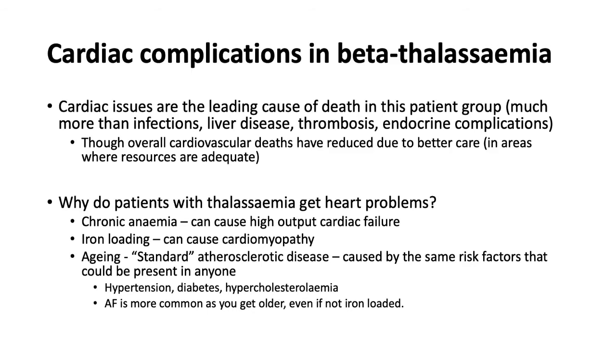Obviously, in this case, we're talking about iron cardiomyopathy, and as I mentioned with the sickle cohort, there is more kind of standard atherosclerotic disease and ischemic heart disease coming through for the same reasons that can happen in other patients. Obviously, patients with thalassemia have got a higher incidence of diabetes, which can contribute.